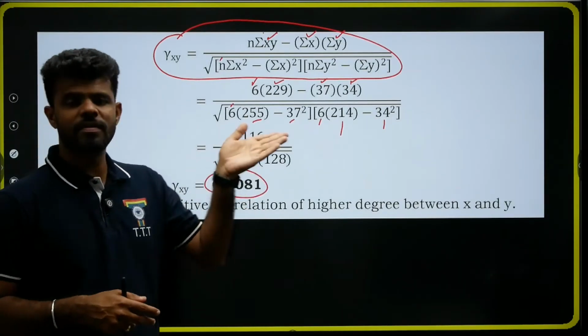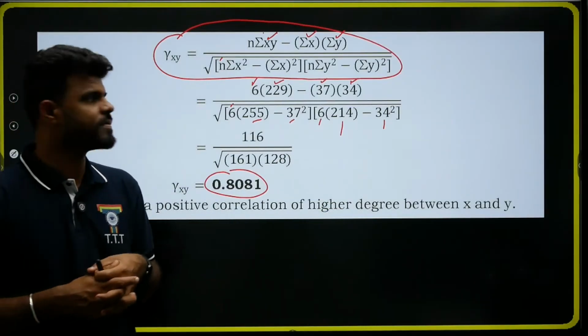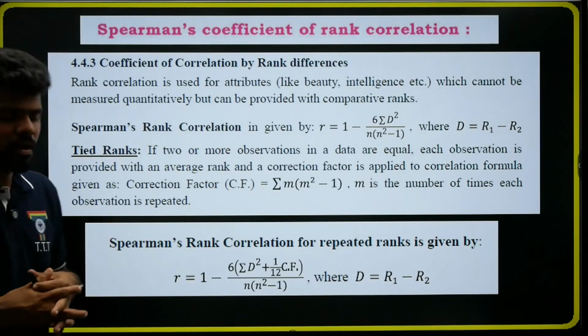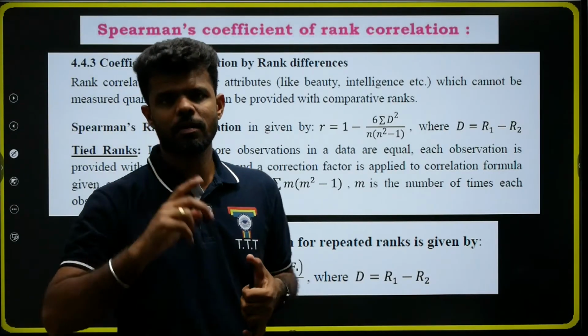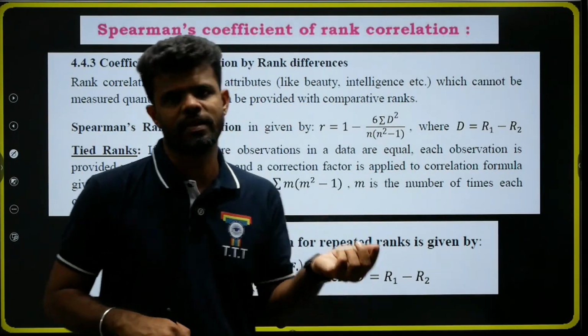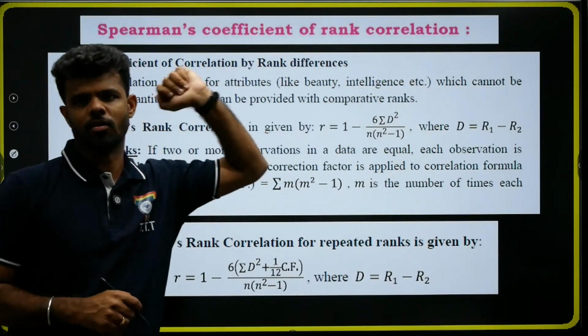So next we will start with the next method of correlation, that is nothing but Spearman's rank correlation. So how to calculate Spearman's rank correlation? In Spearman's rank correlation, there are two types: one with ties and the other without ties. We will go through that. So, Spearman's coefficient of rank correlation.